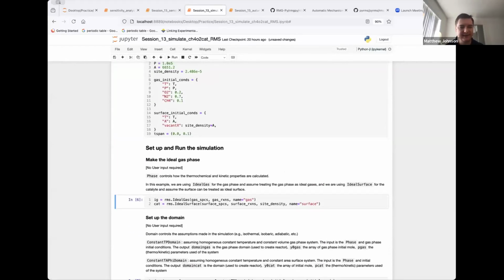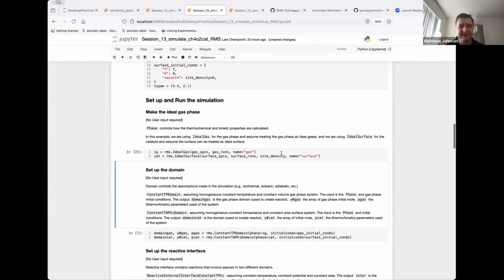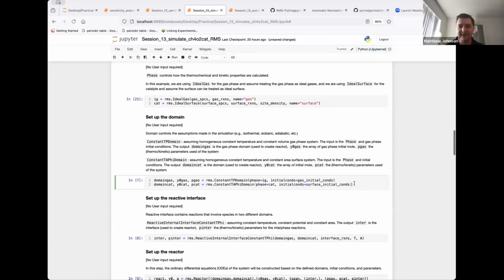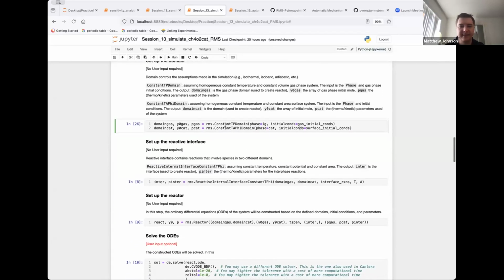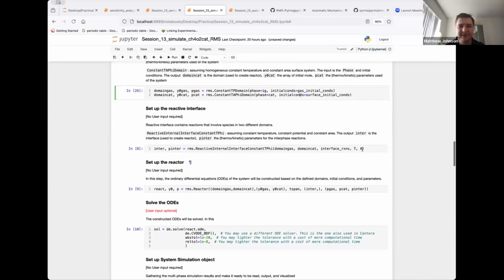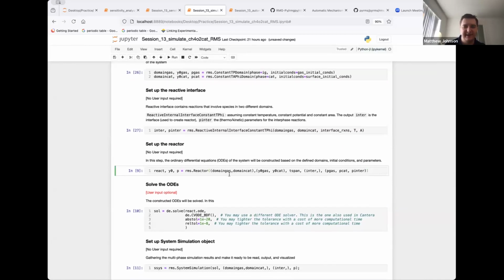So we run that. We construct our phases here, telling the surface what its site density is, and we construct our individual domains. For each of those, our interface deals with all those reactions between the surface and the gas phase. And then we feed in our ordered surfaces. So our gas phase, our catalysis phase, initial conditions, our interfaces, and then the parameters for each of those.